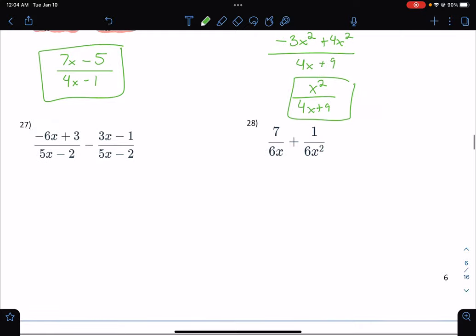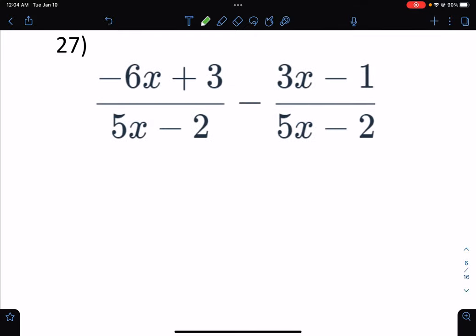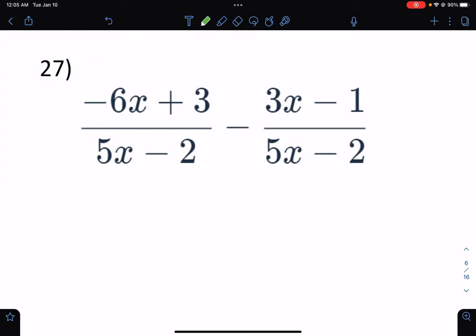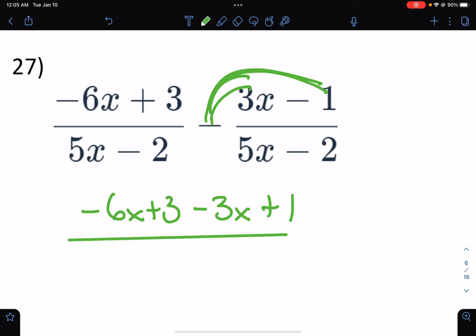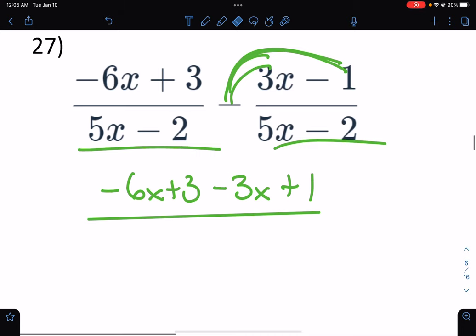All right, next one. This is where that distributing on top is really going to come into play. Again, whenever you have a minus sign, you have to make sure that you distribute it to everything behind the minus sign there in the numerator. So what we end up with is a -6x plus 3, and then we get -3x plus 1 because I distributed that. And again, we already had a common denominator here, right? 5x minus 2, 5x minus 2. Unfortunately, they're not going to stay this easy with the common denominator situation. But for today, we're riding the easy train here.